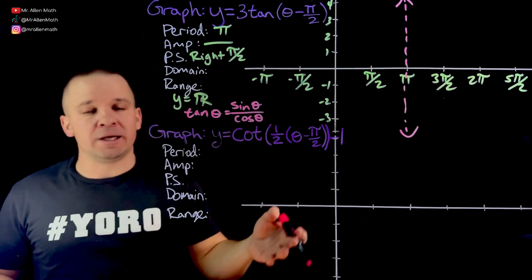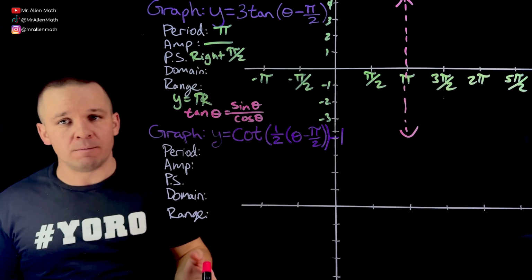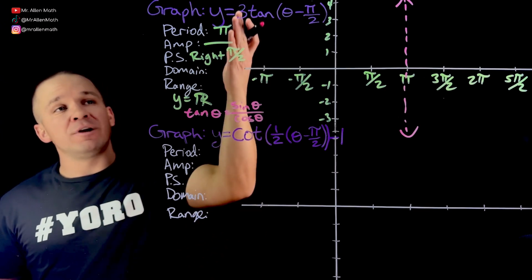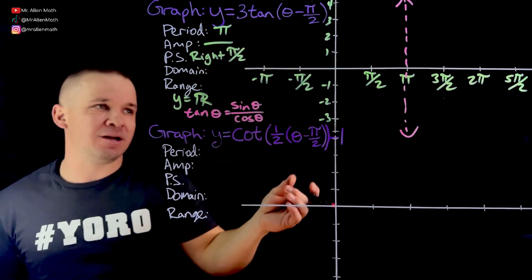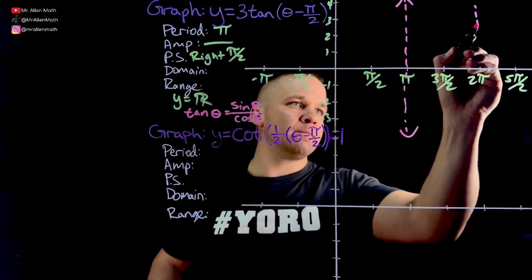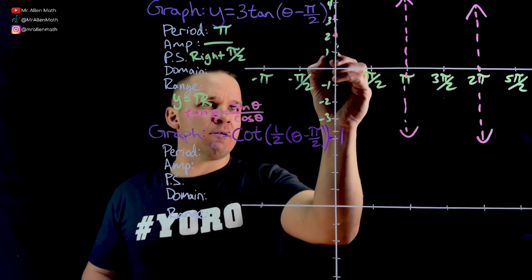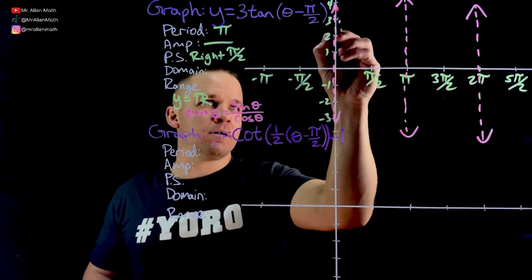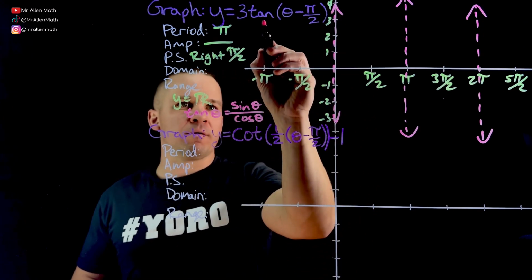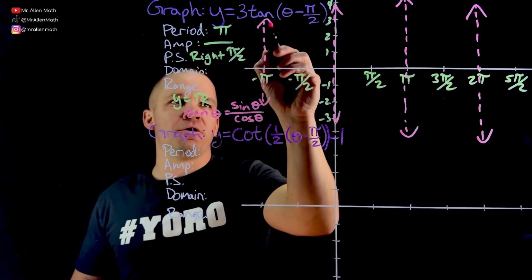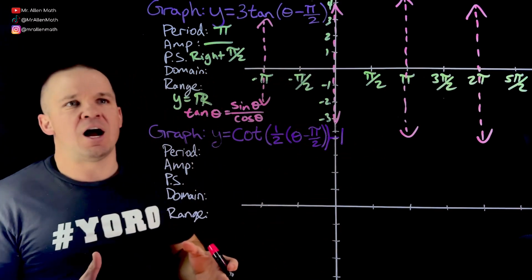And how frequently do our asymptotes show up? They show up every pi, which matches my period here. So I'm going to go over here to 2 pi. I'm going to go back over here, right on the y-axis there. And we can even put one right here if we really like. Just fill in the whole graph. A lot of fun stuff.